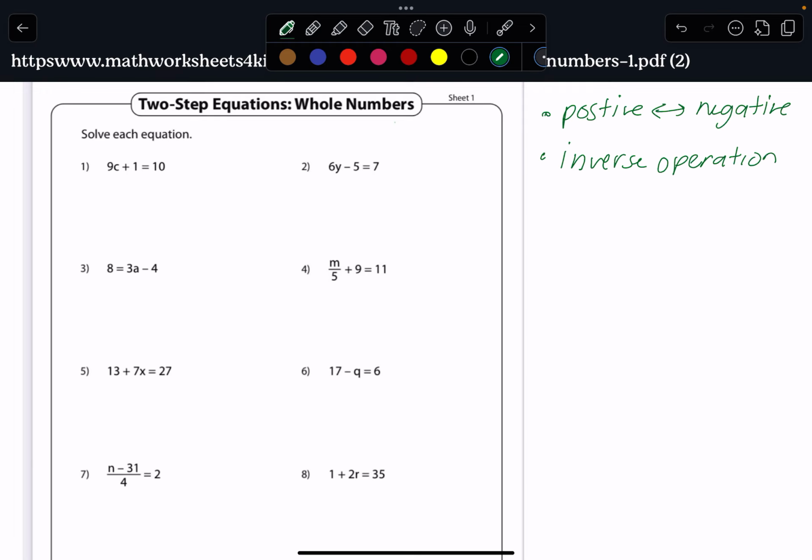sorry, I wrote that wrong. It's a fancier way of saying what's the inverse of or opposite of multiplication? Division. And vice versa. What's the opposite of division? It's multiplication. What's the opposite of adding? It's subtracting. And the opposite of subtracting is adding. Okay, so let's start off with the first one.